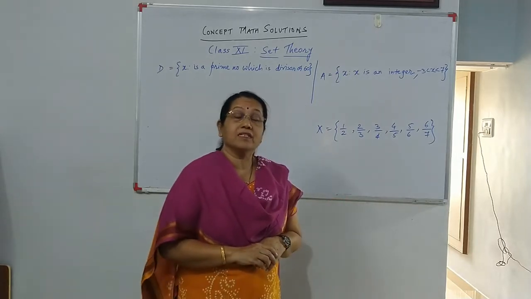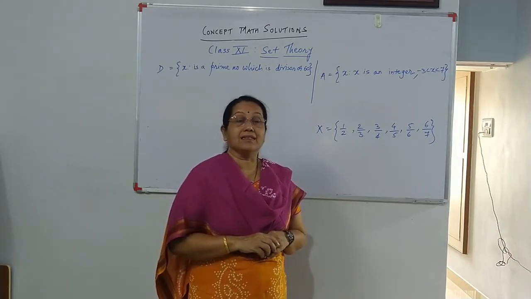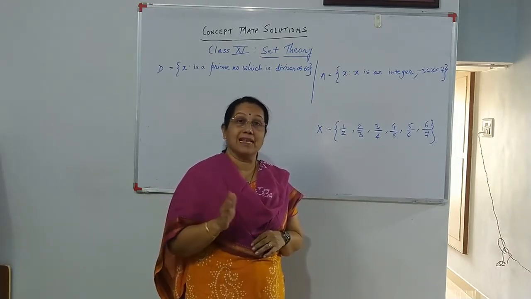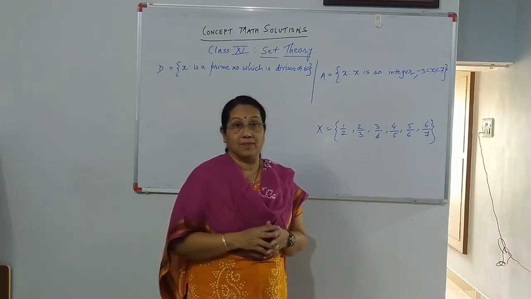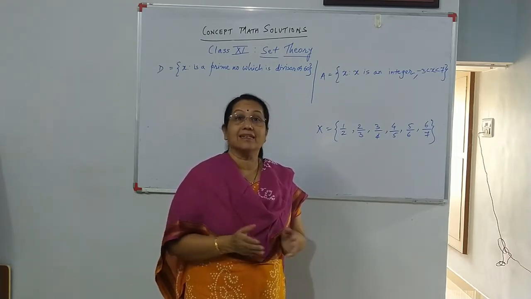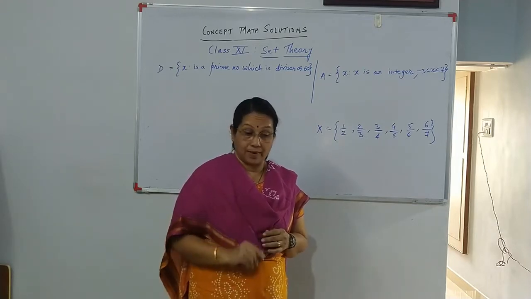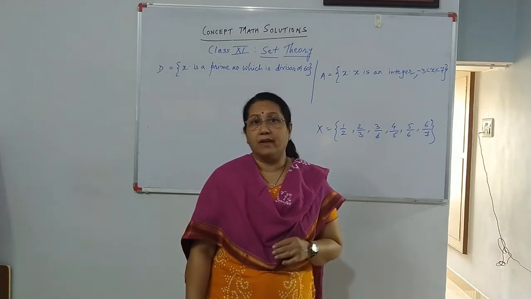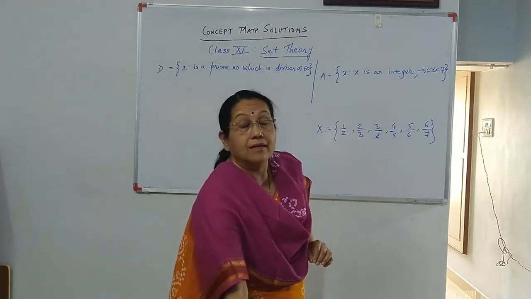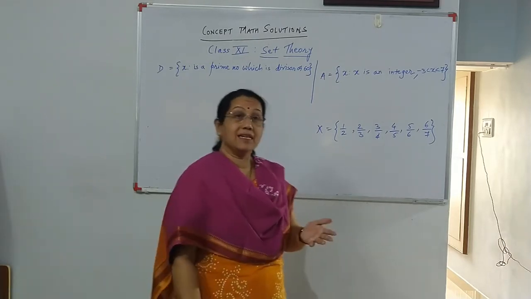We also discussed the empty set in the last class. An empty set is also called a null set or a void set. It is a set which has no elements. Then a singleton set is a set which has only one element. Now, there are different ways of writing, or expressing, a set.